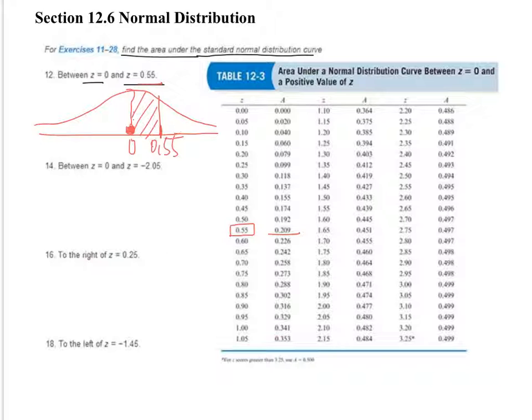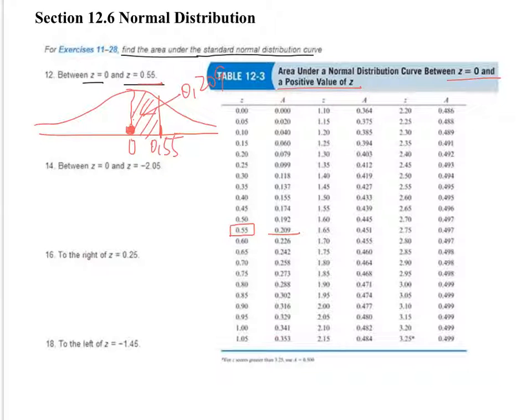Here is the corresponding area. And the meaning of this table, again, is that all the A values are the area under the curve between z equals 0 and the positive z. So that means 0.209 answers the question. The area is going to be 0.209.